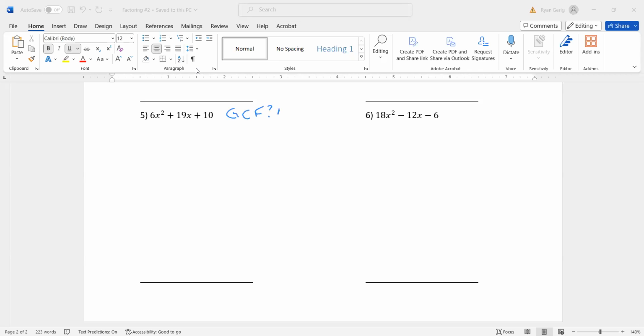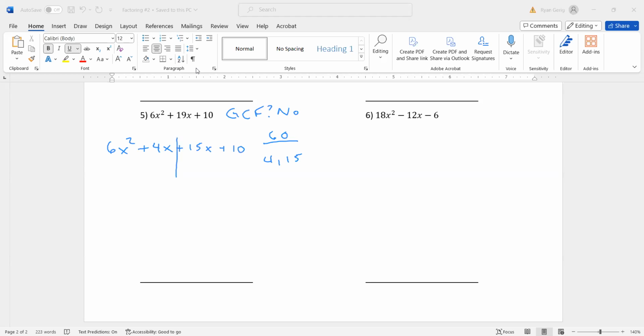No, it does not. So I'm going to do a times c. So 6 times 10 is 60 and adds to 19. I know that those two numbers are 4 and 15. So I'm going to split it up into a 4-term polynomial: 6x squared plus 4x plus 15x plus 10.